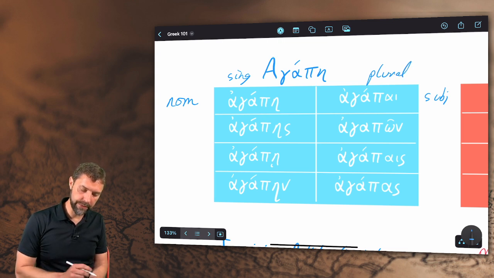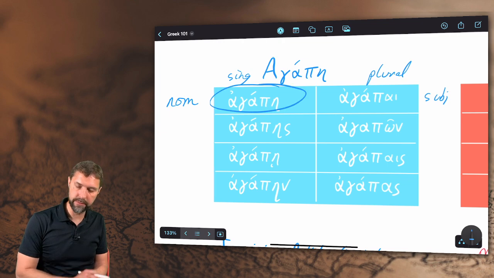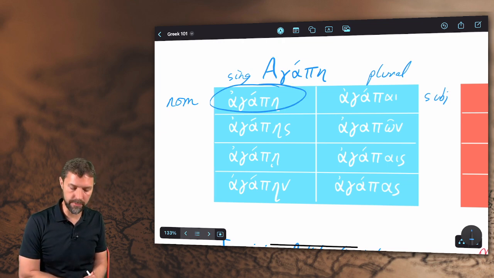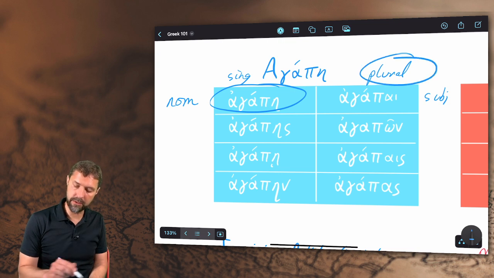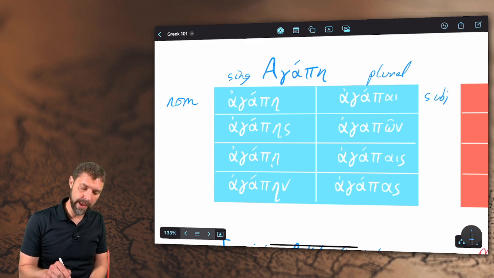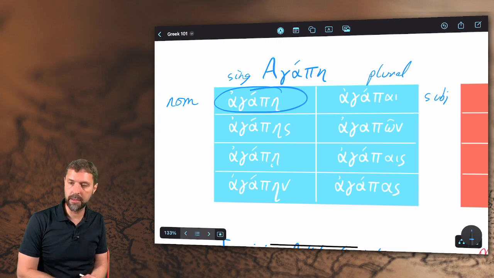And what that means then is if I want love to be the subject, love conquers all. Love is subject, verb conquers all, direct object. I'll need to use this form. I'm not saying loves conquer anything. I'm saying love singular. Love conquers all, singular. And it's the subject of the sentence, then I'll make it agape, subject.